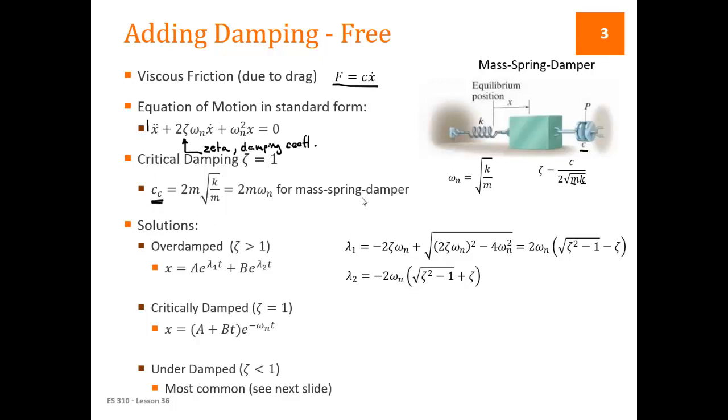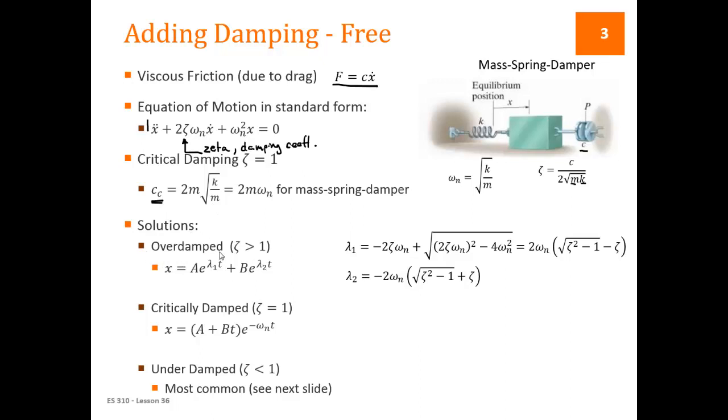As a reminder, this is only for a system where you have a single spring, a single mass, and a single damper, which are all in series. For any other situation, it is still true that zeta is equal to 1 for critical damping, but it will not necessarily be true that the critical damping value is equal to what's given here.